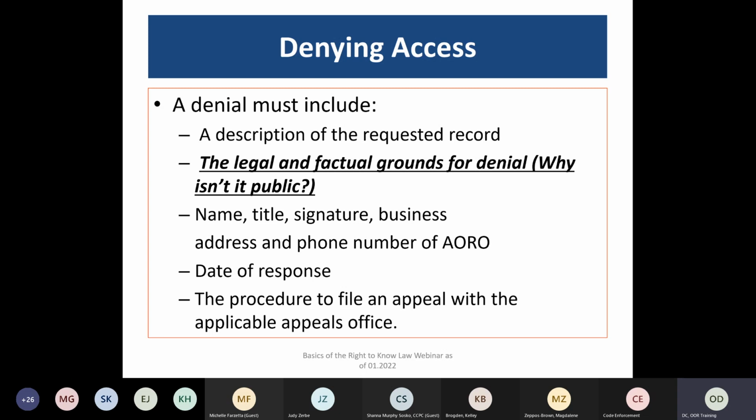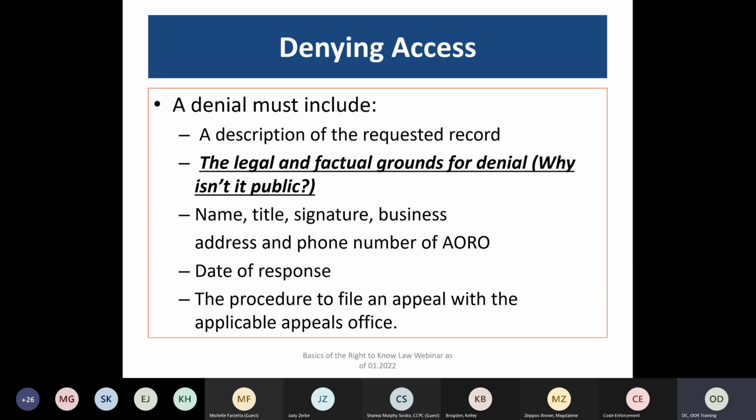Okay, in that denial letter, we recommend a certain format. First, have a description of what was requested. Now you may think, well, that seems rather obvious, but in some cases maybe the request wasn't written as clearly as you would have liked, so put it in your own words. We believe this is what you were asking for.